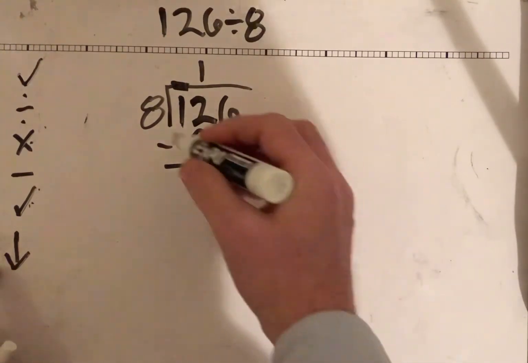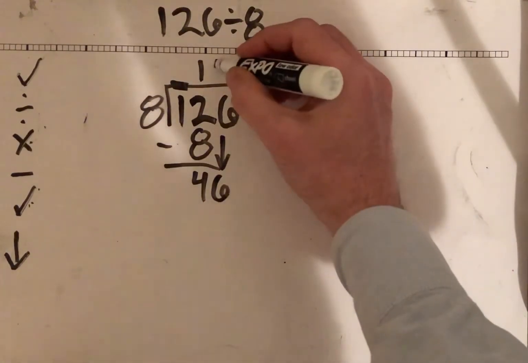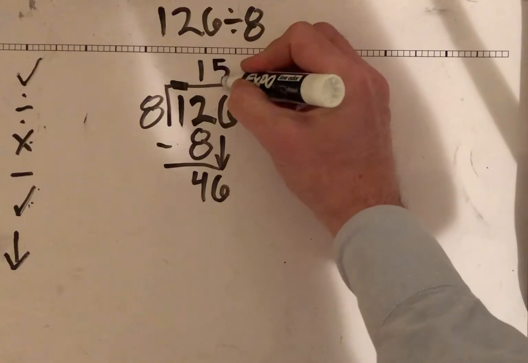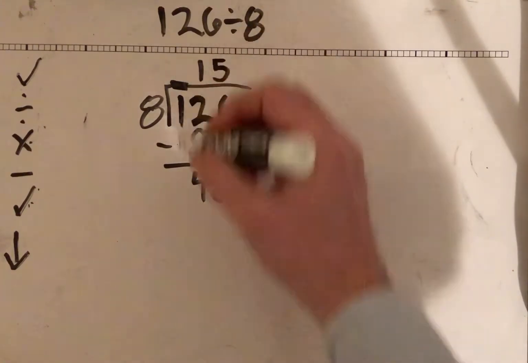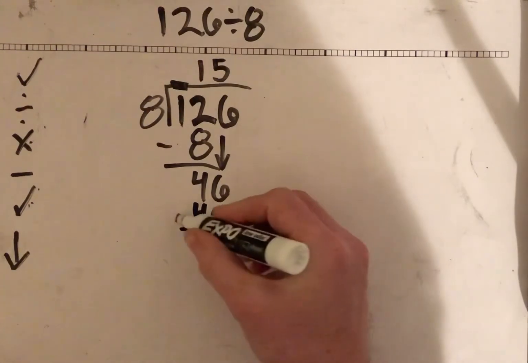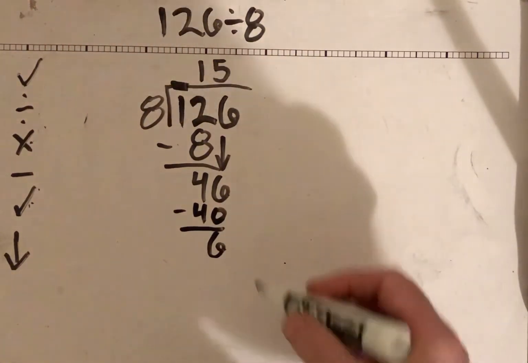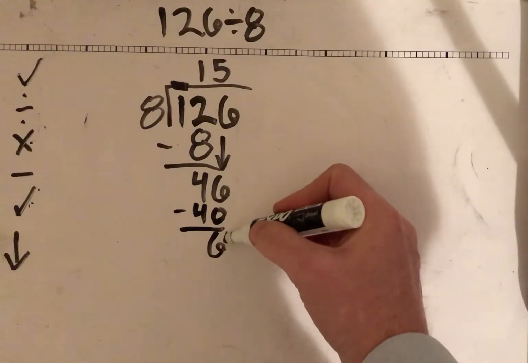I have 46. Can 8 fit into 46? It can. How many times? Well, it fits in 5 times. 5 times 8 is 40, and I subtract. And now I've gotten into a little bit of a tricky situation, because I have a 6 as my remainder.